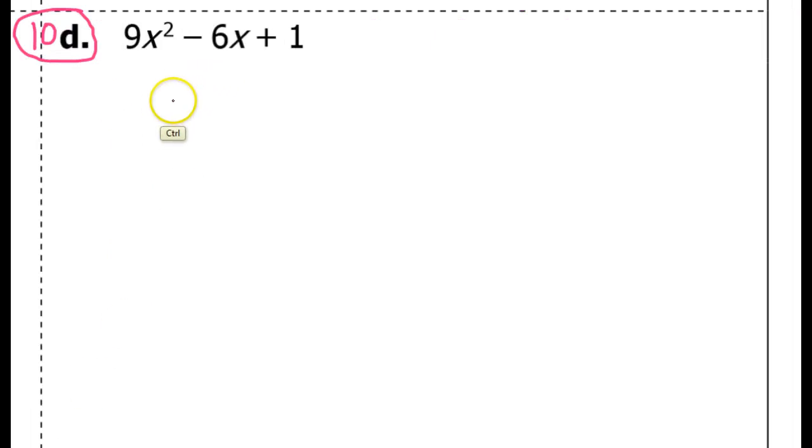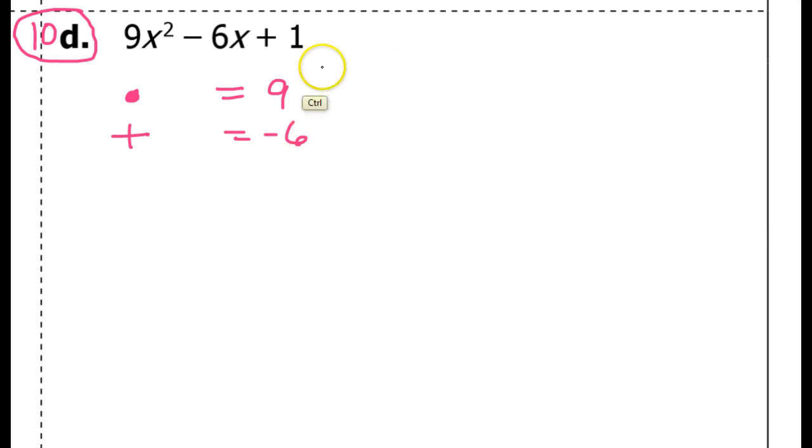Okay, let's do the box method again. So we're going to need a product and a sum. The product needs to be a times c, 9 times 1, which is 9. The sum needs to be the b value, which is negative 6.